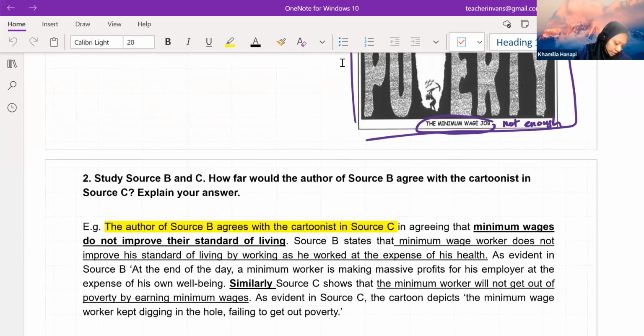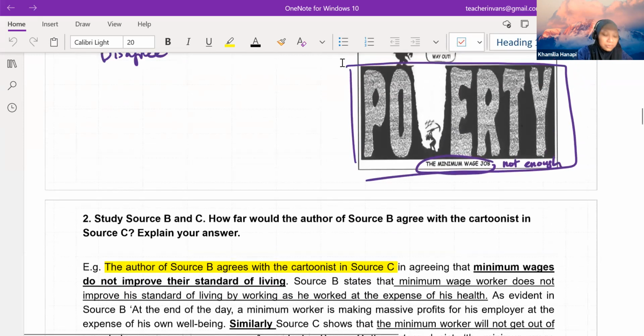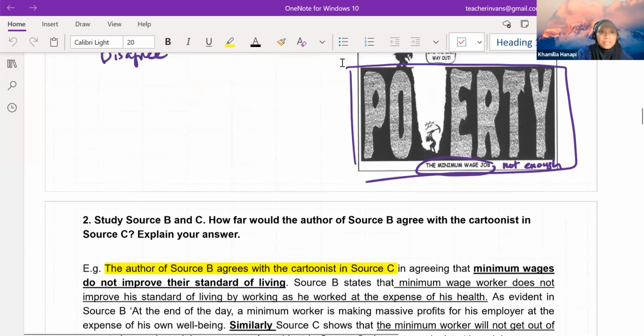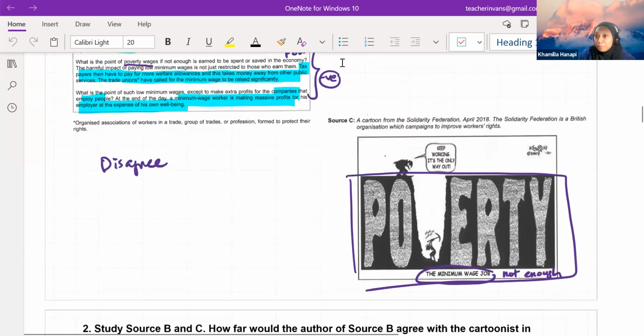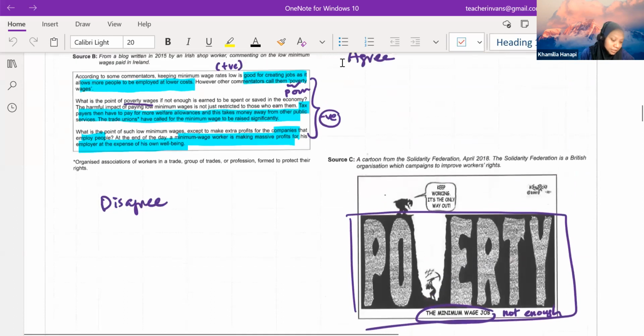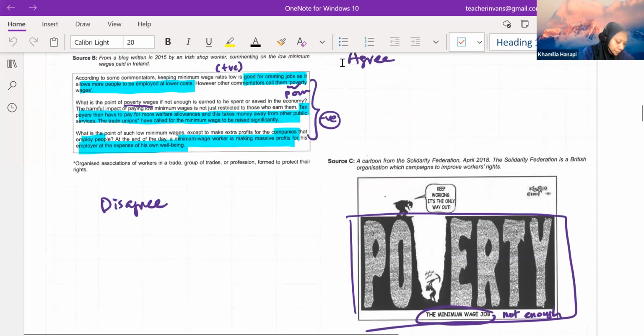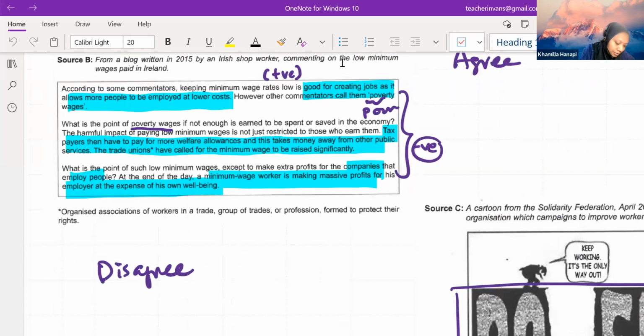Okay, so let's see. Now, who specifically benefits from this? Actually, it is the companies and the rich people that specifically benefit. Can you see this part? Okay, this part here. So they are the ones that benefit.